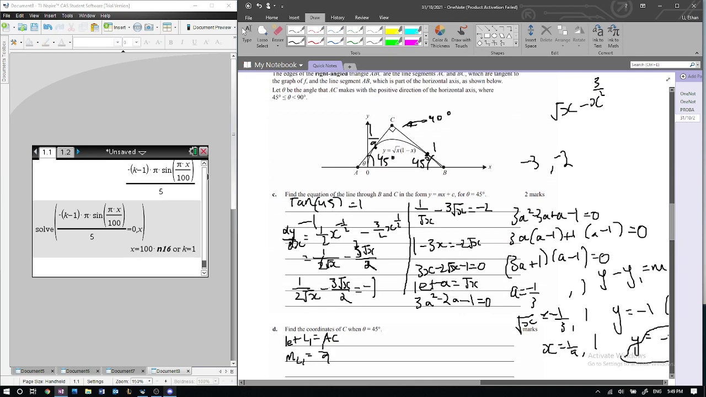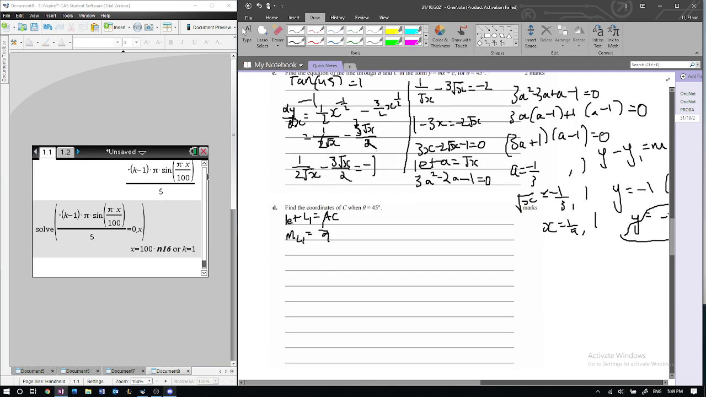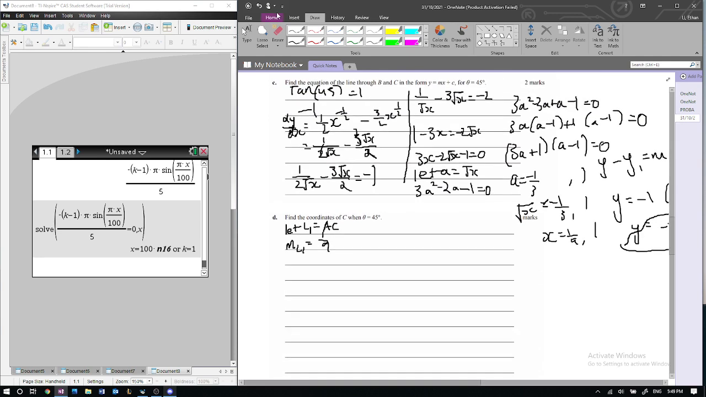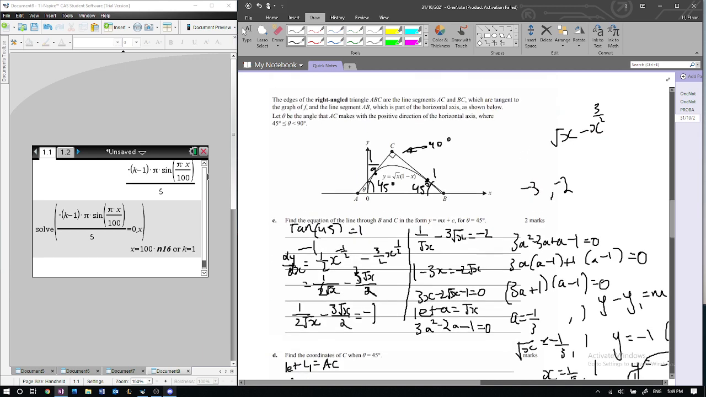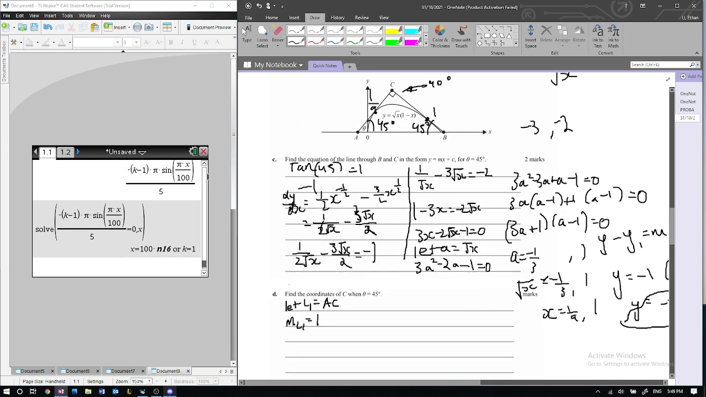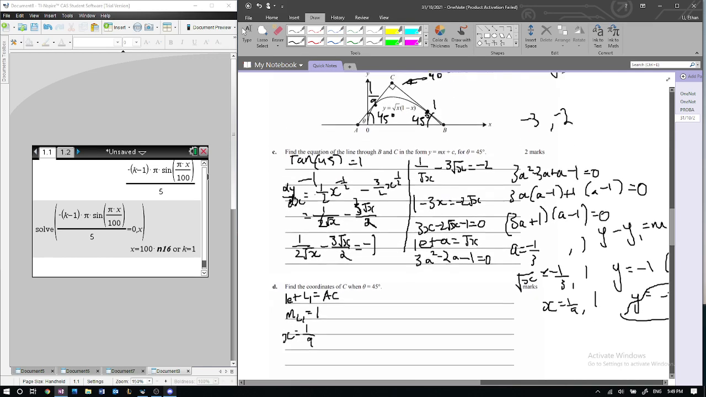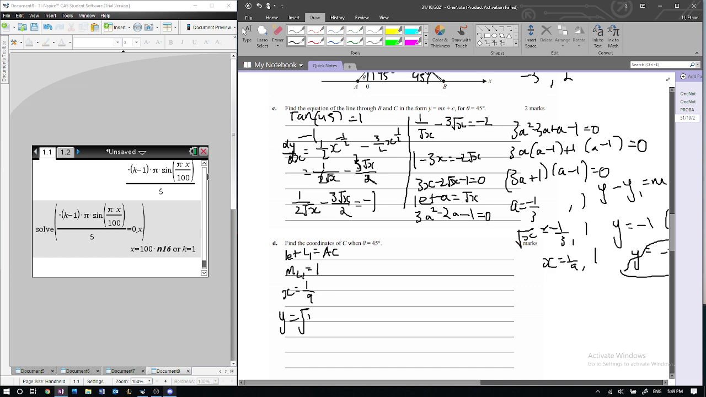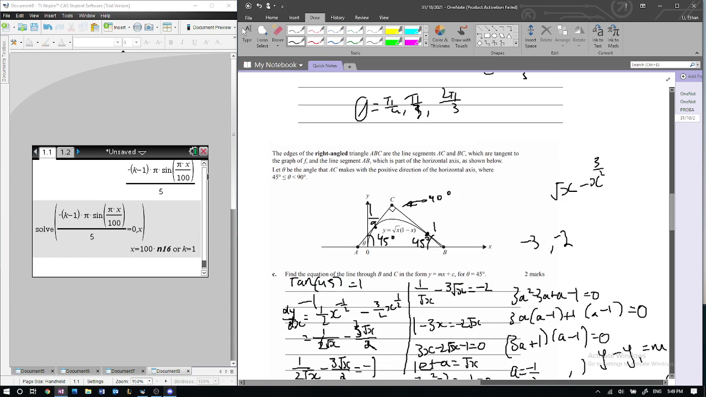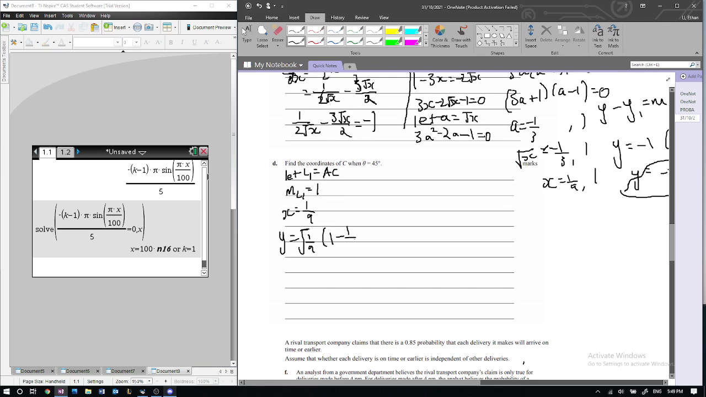And then you need a coordinate. Oh no, sorry. m of AC is equal to 1, as we said earlier. And the coordinate of x is equal to 1 on 9. Okay, and then you can sub in for y. Square root 1 on 9, 1 minus 1 on 9. And that's 1 over 3 times 8 over 9. So the y coordinate is 8 over 27.